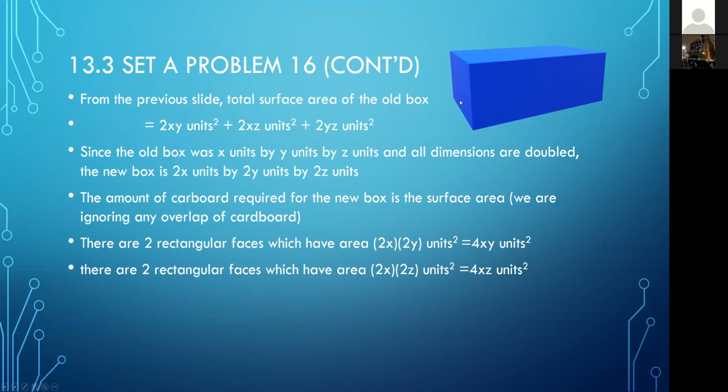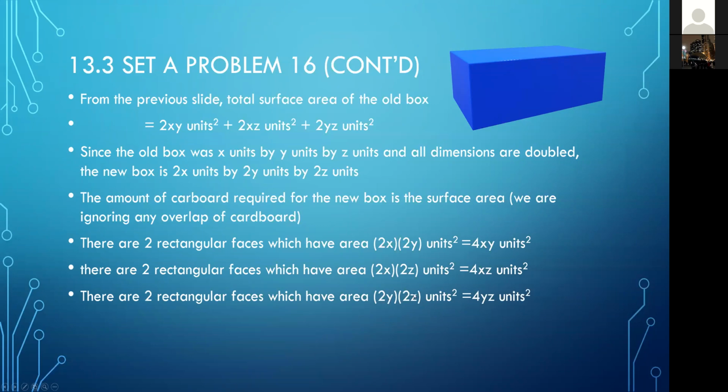And then we have 2 faces whose area is 2x times 2z, that gives us 4xz. And then we have 2 faces whose area is 2y times 2z, and that gives us 4yz. We're going to multiply each of those amounts by 2 and add them up, and that gives us the new surface area. Okay, so notice that the 2 and the 4 for each one of these will make an 8. So we'll have 8xy plus 8xz plus 8yz.